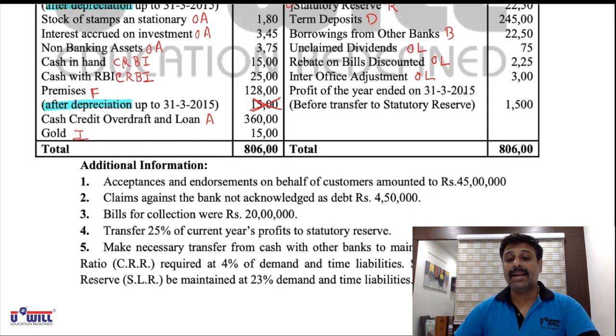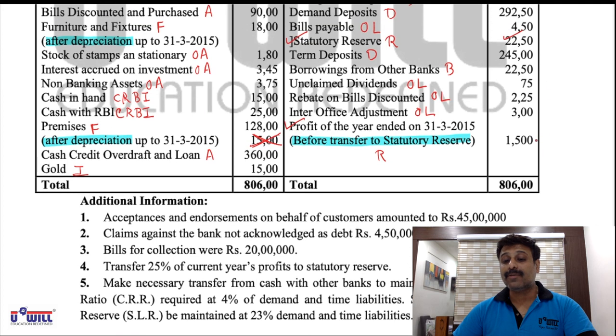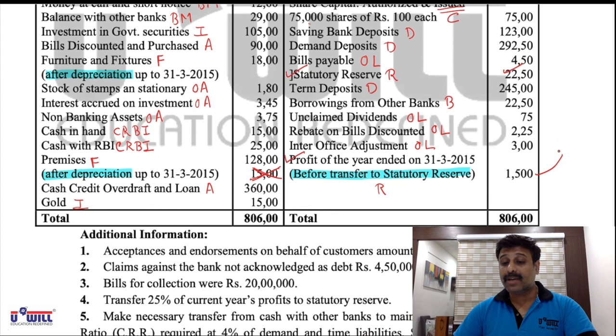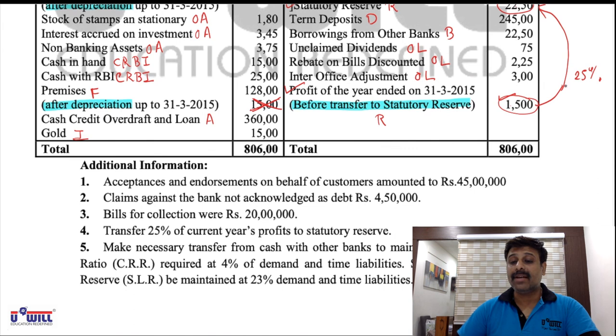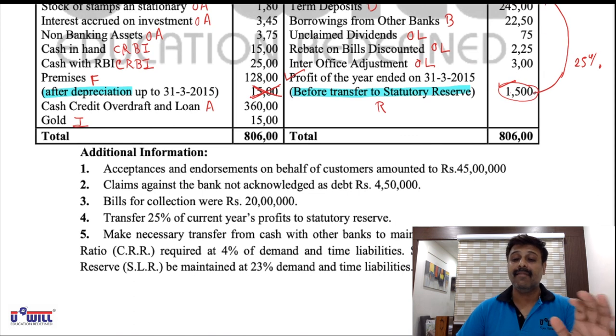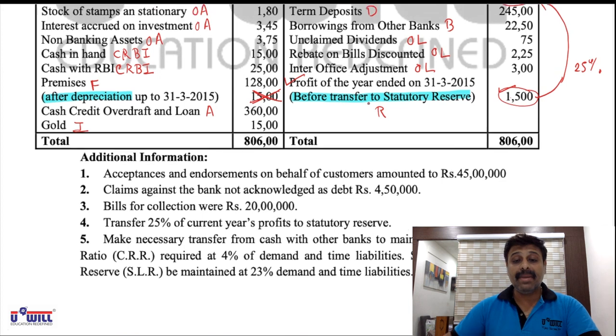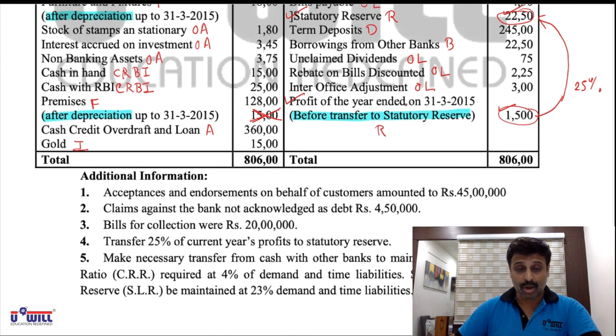Profit of the year ended on 31/3/15, see it is given, before transfer to statutory reserve. So this will also come in reserves and surplus R, but put tick on that. From this 1500, you will transfer 25% to statutory reserve, that is this 2250. So 1500 is 25%, you'll minus from 1500 and plus in 2250 as we did in the previous question. And then balance amount 1500 after subtracting 25%, 375, remaining will come in the outer column. P&L account's opening balance like previous question is not given.